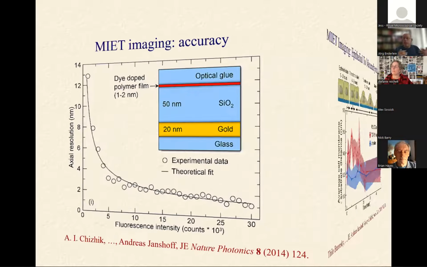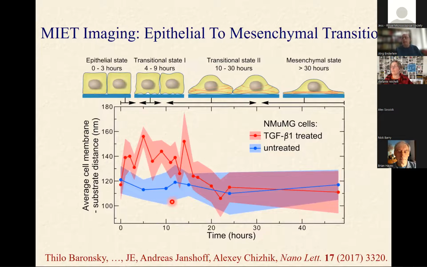We then applied this method to different biological applications. This is a collaboration with the group of Andreas Janshoff in the chemistry department. For many years, they have been studying the epithelial to mesenchymal transition of epithelial cells, and they can trigger this transition. What we did was label the actin cytoskeleton with a fluorescent dye and then use MIET imaging to watch the average axial distance of the actin cytoskeleton from the sample surface.